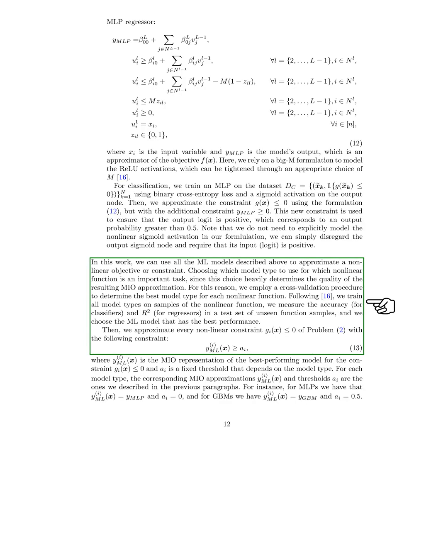Choosing the right model type for each nonlinear function is crucial, as this choice heavily determines the quality of the resulting MIO approximation. To make this decision, we use a cross-validation procedure. We train all model types on samples of the nonlinear function, measure their performance on a test set of unseen function samples, and choose the model that performs the best.